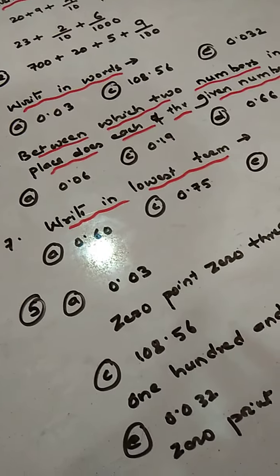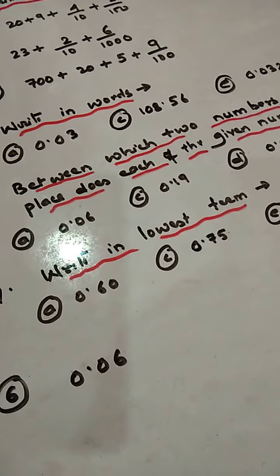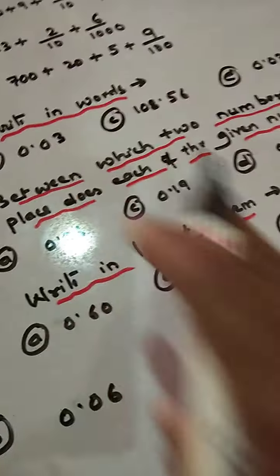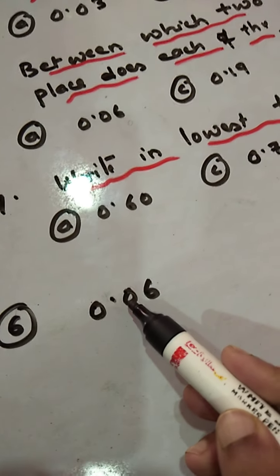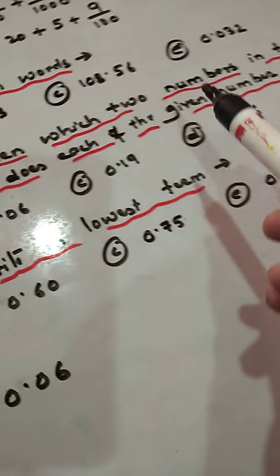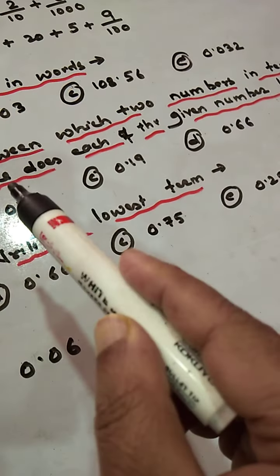Now let's move on to sum number 6. In sum number 6, what we have to do is write between which two numbers in the 10th place value the given number lies. 10th means here. Okay, so what is the number written on the 10th place? That is 0. Fine. So between which two numbers in the 10th place does each of the given numbers lie?